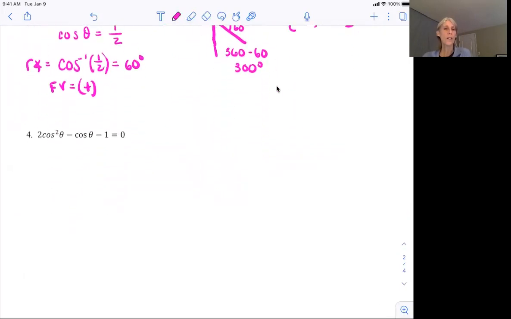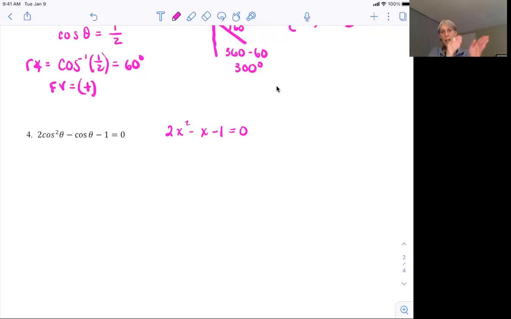4 cosine squared theta minus cosine theta minus 1 equals 0. Okay. Now we're dealing with something a little bit more tricky. If you think about this, this is really like solving that equation. We want to get the x squared. How do we typically solve an equation that's what we call quadratic, right? This is x squared, so it's a quadratic.